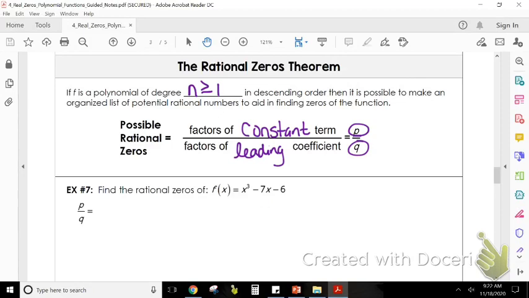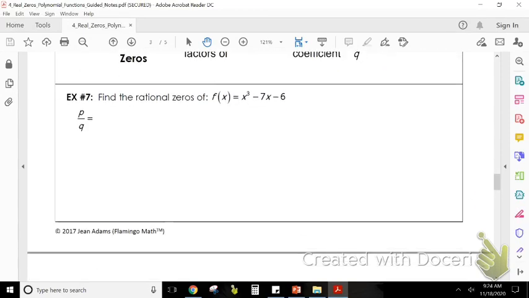All right, so let's try this. Example 7 says find the rational zeros of f of x equals x cubed minus 7x minus 6. First we're going to find our p's. Remember, p's are the factors of the constant number, which in this case is negative 6. It doesn't really matter if you put the negative or just the 6, because 6 is divisible by 1, but also by negative 1, so all of ours are going to be plus or minus. So 6 is divisible by 1, 2, 3, and 6.